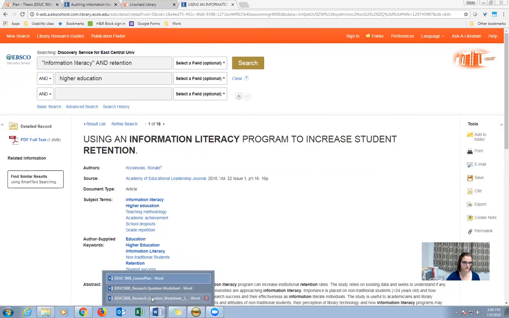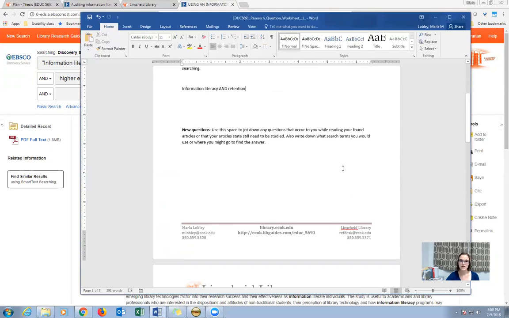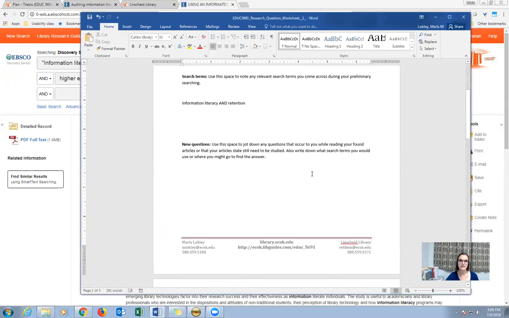And so here under the new questions area, that's where I write down some possible ideas that I have. And maybe even in the discussion section or the conclusion section, the authors might propose their own ideas, or they may suggest ideas for future study. So I could write down those questions here.